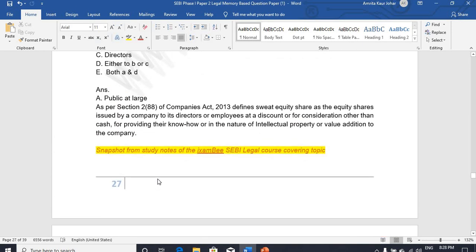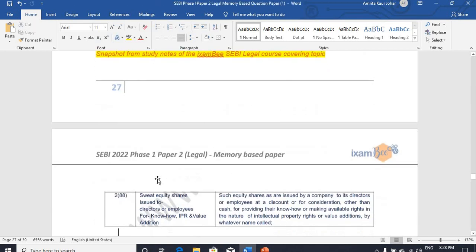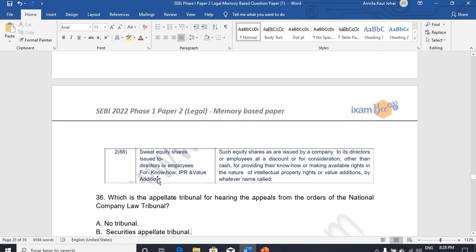Section 2 clause 88 of the Companies Act defines sweat equity shares, and again a snapshot here I have picked for your reference, which defines sweat equity shares as a very important topic, and an explanation is provided with section number which you may go through.